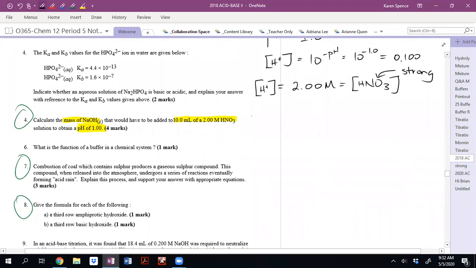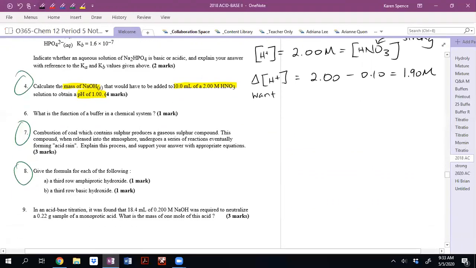Yeah, I kind of do. So the change in hydrogen ion concentration that we want is going to be 2.00 minus 0.10, which is going to be 1.90 molar. And that is the change we want. And we want it to be in 10 milliliters.